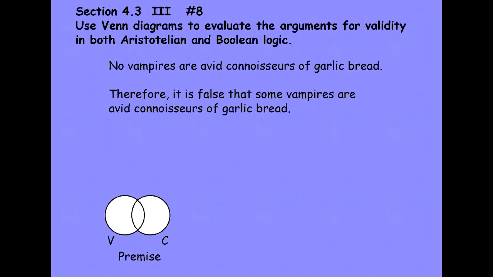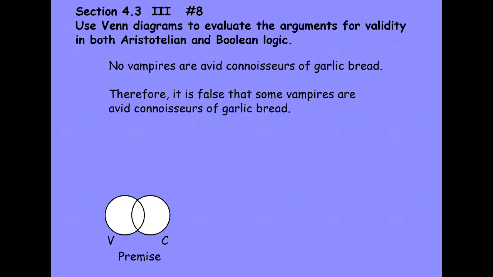Now we say, okay, we don't know if there are any vampires. We don't know if there are any avid connoisseurs of garlic. But here's what we know. If that statement, no vampires are avid connoisseurs of garlic, is true, then there cannot be anything that is a vampire and also an avid connoisseur of garlic. And that means that intersection area, that area that is in both the vampire circle and the connoisseurs of garlic bread circle, has to be empty in order for that premise to be true.